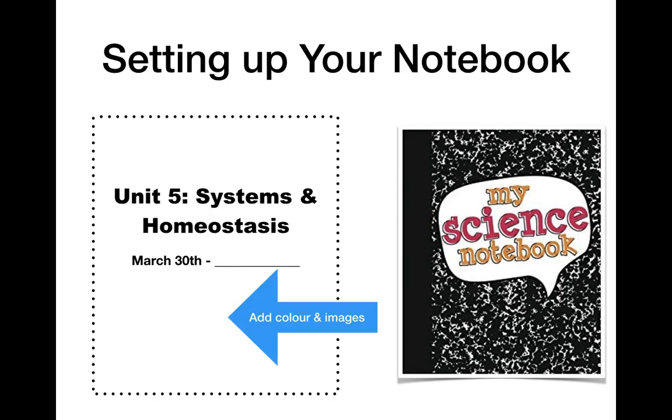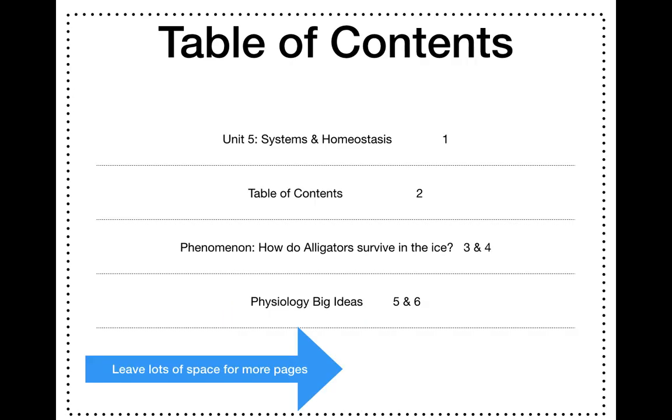Okay, so you need to have your title page, Unit 5, Systems and Homeostasis, starting on March 30th. And then here we have our table of contents so far. You'll have Unit 5, Systems and Homeostasis, our title page, table of contents, our phenomenon page, and Big Ideas page. So that's all we're doing for today.